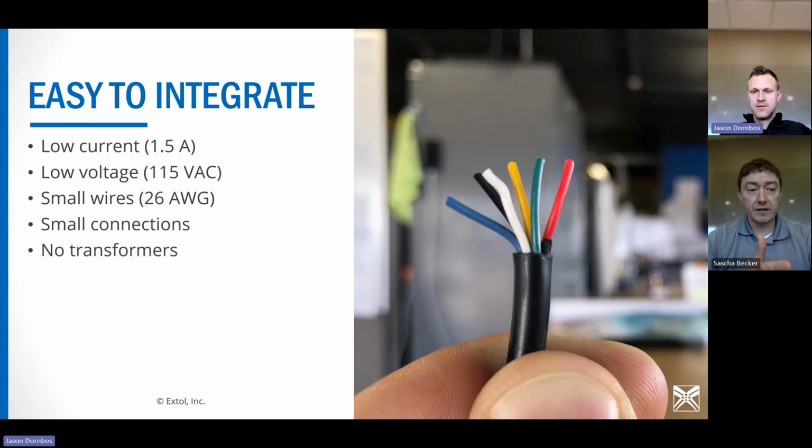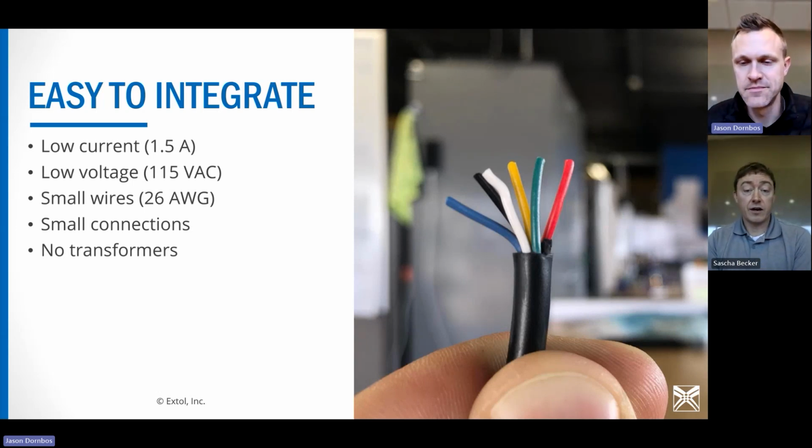With the NanoSTAKE, we're using low current, so we've got 1.5 amps, which makes very manageable wiring and connections and easy to integrate. That graphic on the right is actually an example of the size of wires that are connected to each nanoSTAKE module. So you can see they're very small, very easy to manage. Giant thumb in the picture.